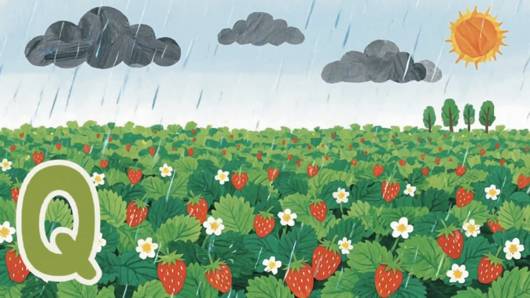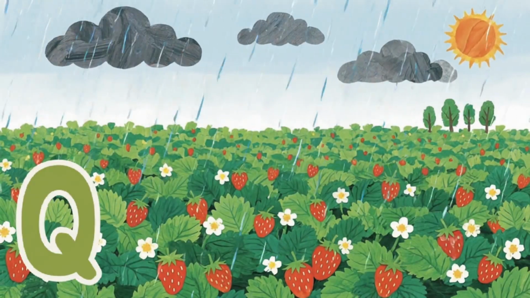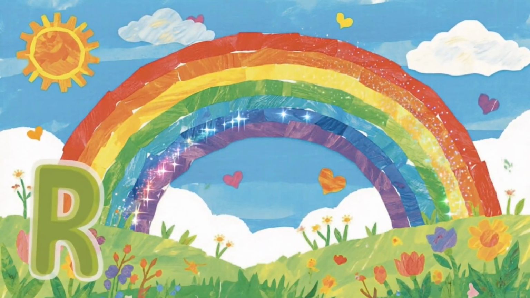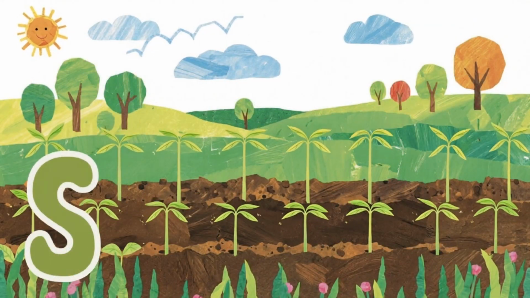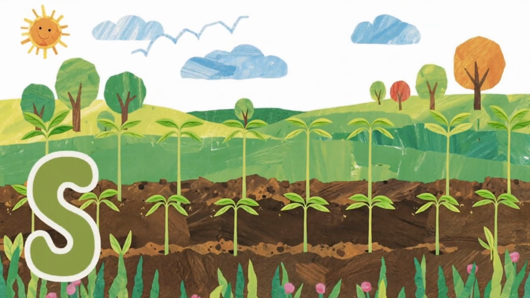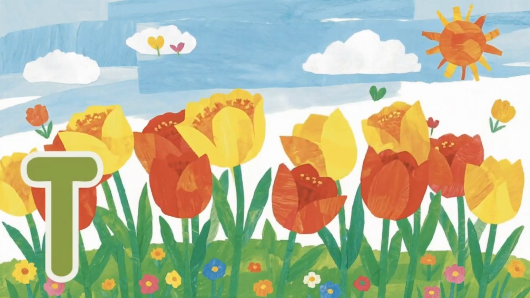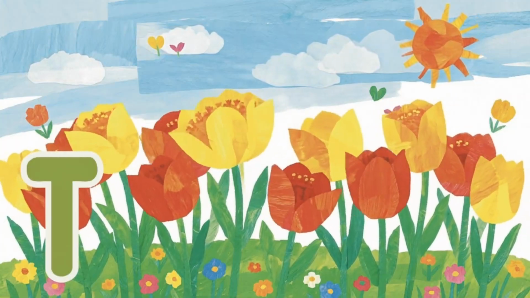Q is for the quiet rain that helps the berries grow. R is for the rainbow with its colorful glow. S is for the sprouts reaching for the light. T is for the tulips, yellow, red, and bright.